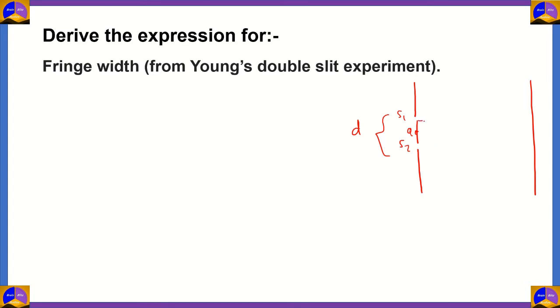So now let's draw normals to the screen from the slits and also from Q. So from source 1 you will be having one light ray hitting a point, say P, and then another ray from S2 also hitting the point P. So this is at constructive interference. And let's say this is A, this is O, and this is B.